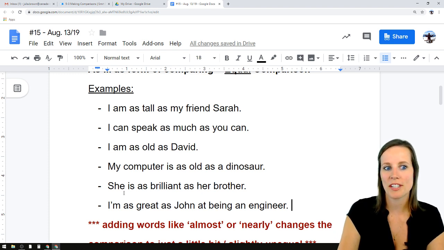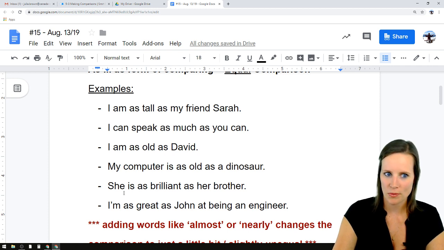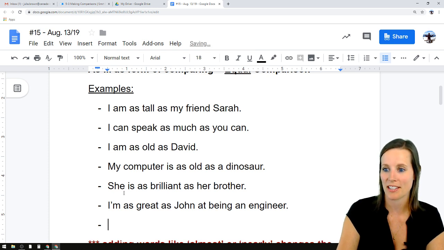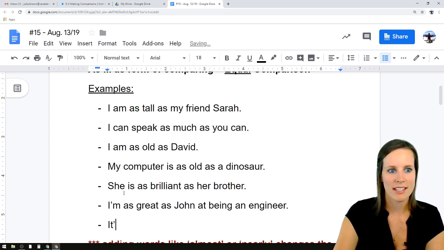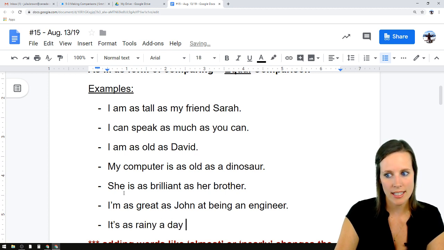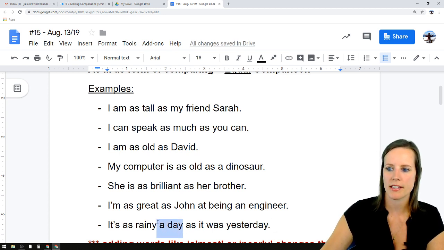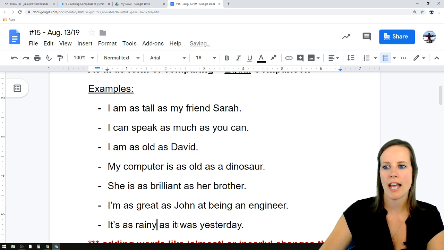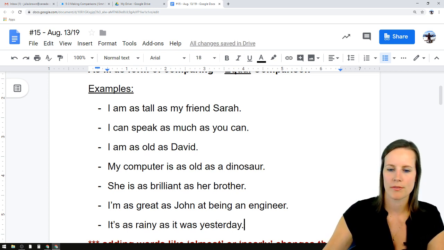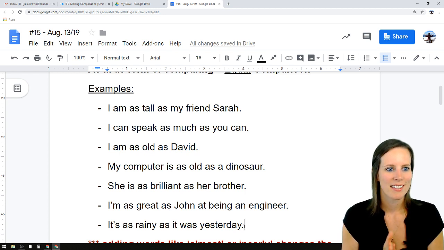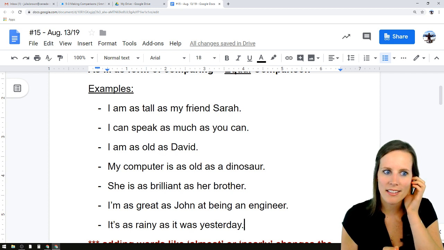Good. So don't forget the "as... as". It's as rainy a day as it was yesterday. So you have a "it's as rainy a day as it was yesterday." A little bit different sentence here. It's as rainy. You don't really need this actually. It's as rainy as it was yesterday. That's good. Good. Amir, good. All right. Good.